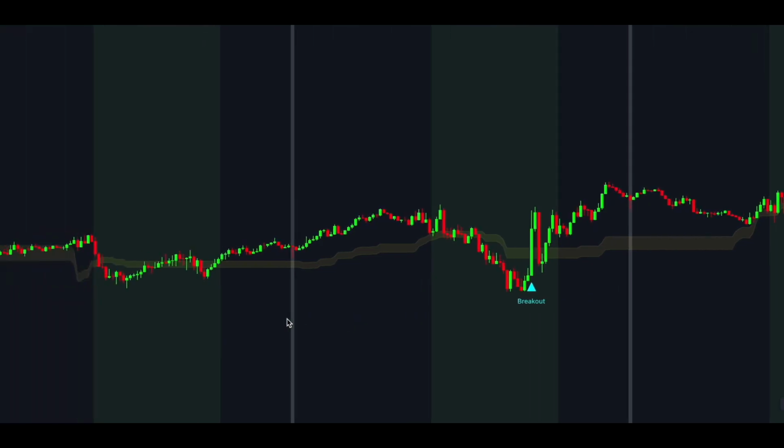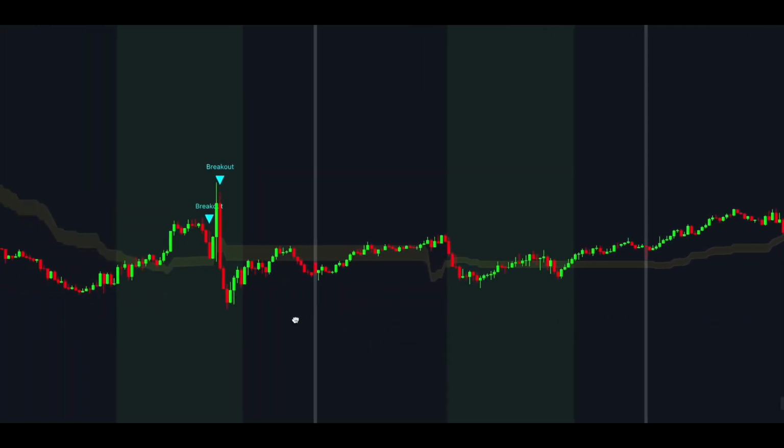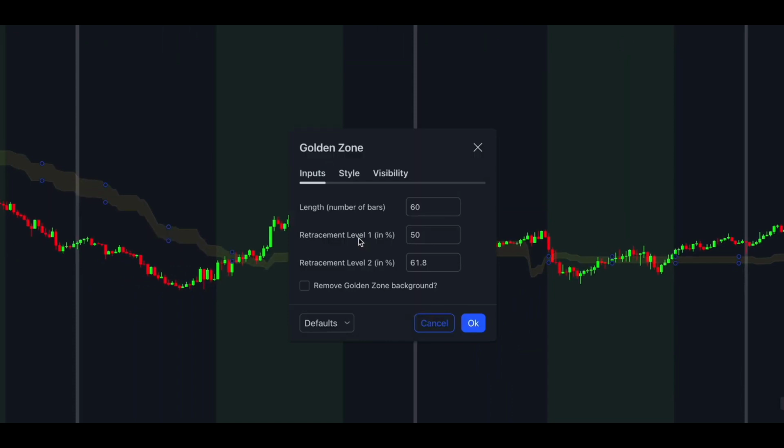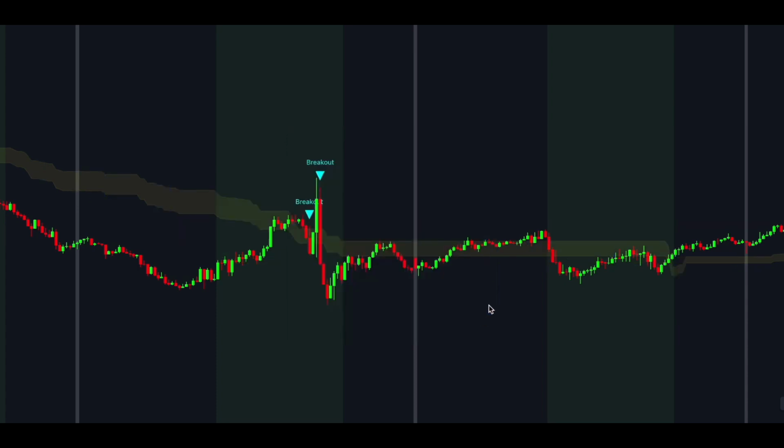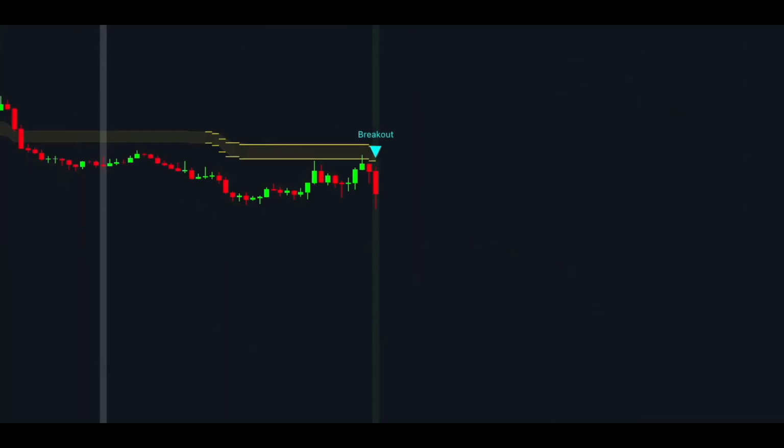Before we start using the Golden Zone indicator, I suggest opening its inputs and changing the length from 50 to 100. This way, the cloud becomes less reactive to sudden price movements. Trades can be initiated in two scenarios. Either has a high winning ratio.